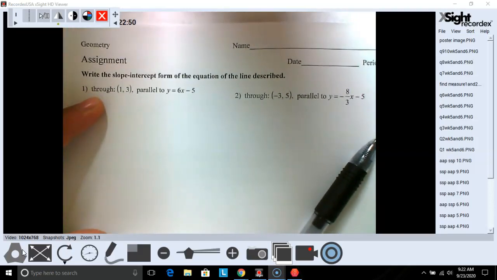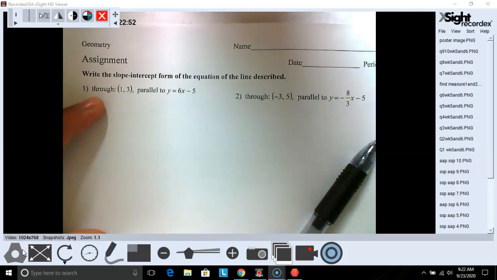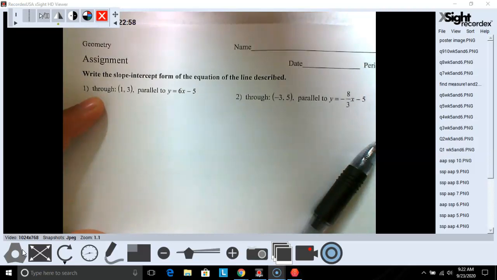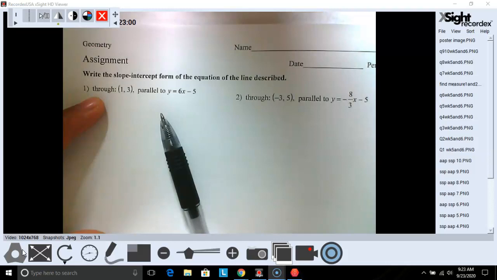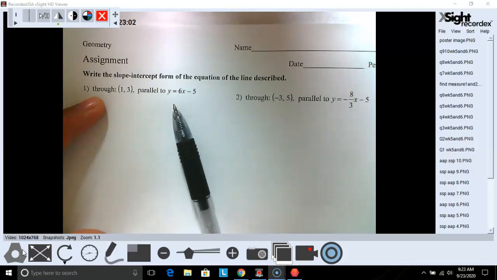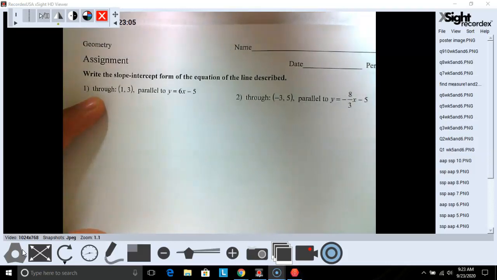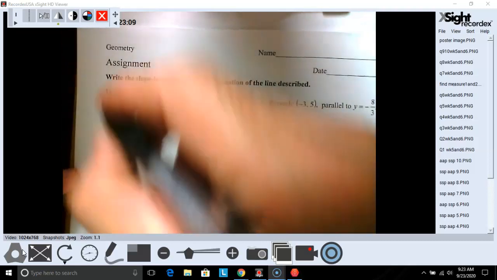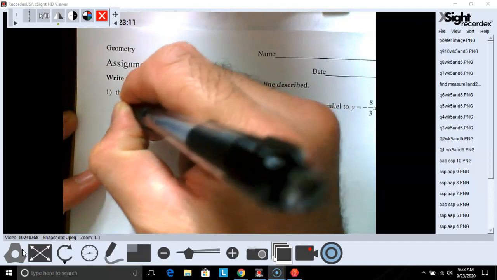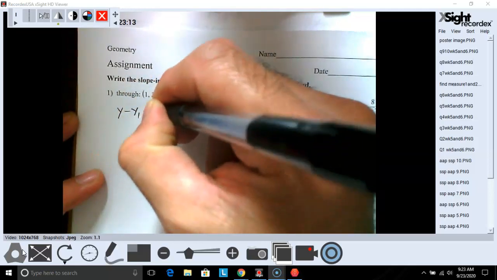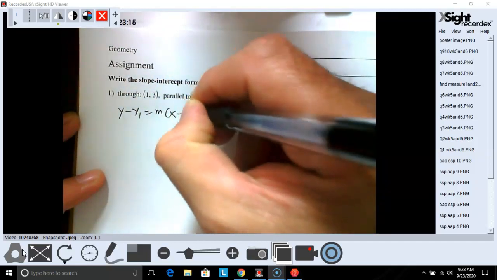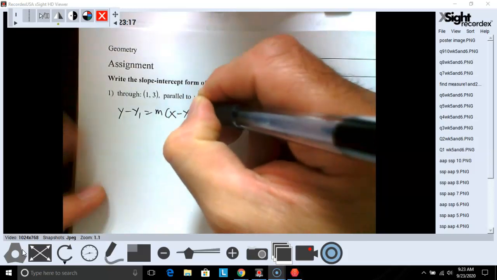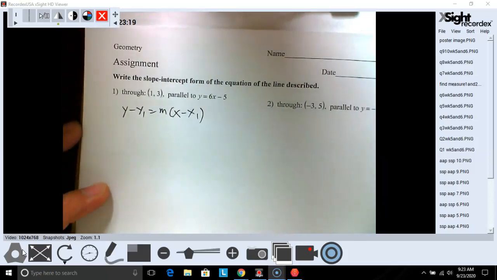Today I'll be showing you examples on how to write parallel lines and perpendicular lines given a point and a line parallel to it. So with this, I'll be starting with a formula which you're going to use: y minus y sub 1 equals m times x minus x sub 1. So this will be our formula right here.